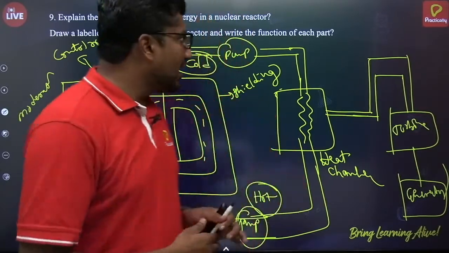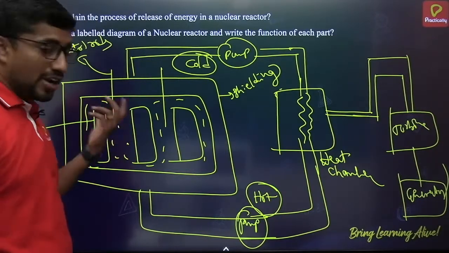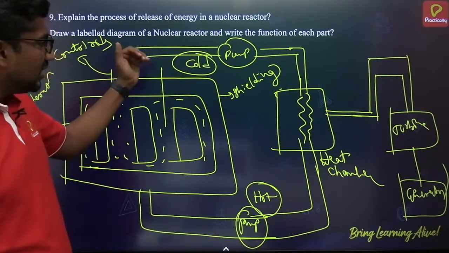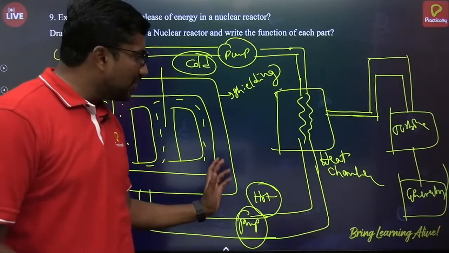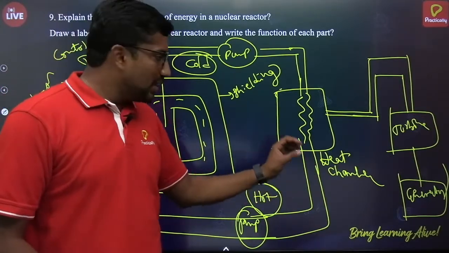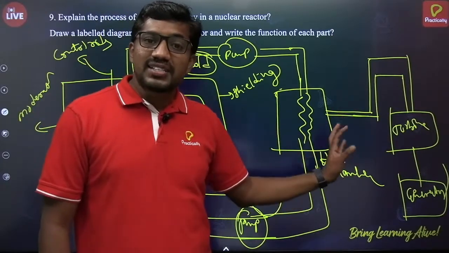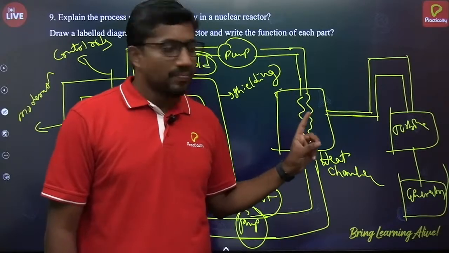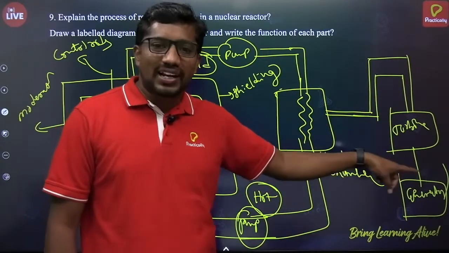So by bombarding the nuclear radioactive element, we are releasing nuclear energy. With some arrangement, we convert it into steam energy. That steam energy we drive onto the turbine. That steam energy is very high and powerful, so it is further converted into mechanical energy.